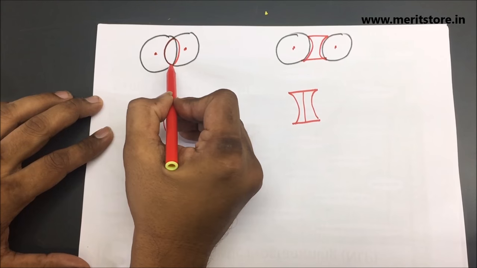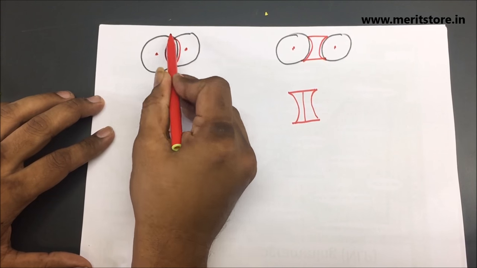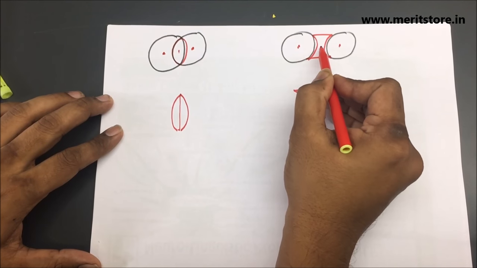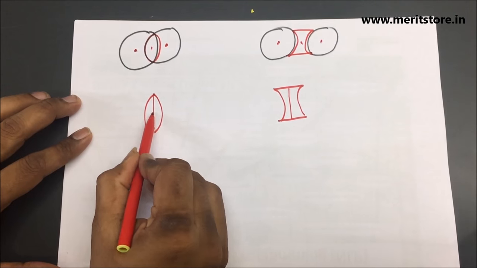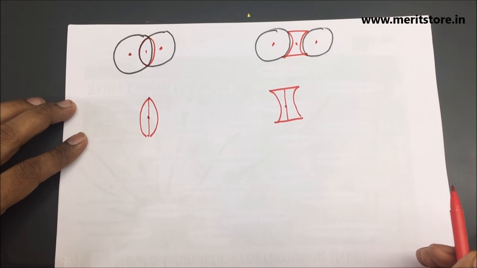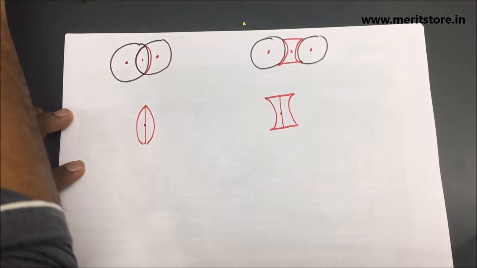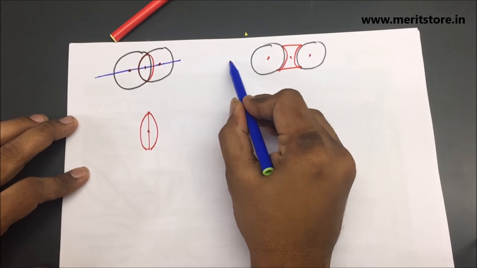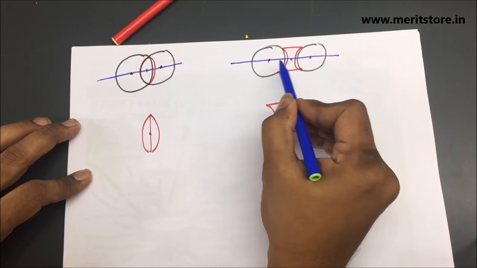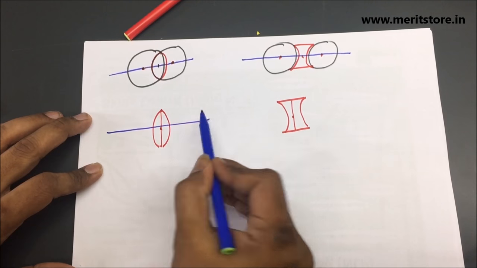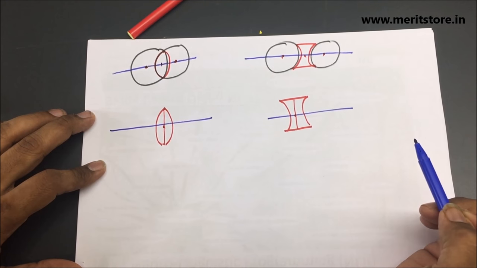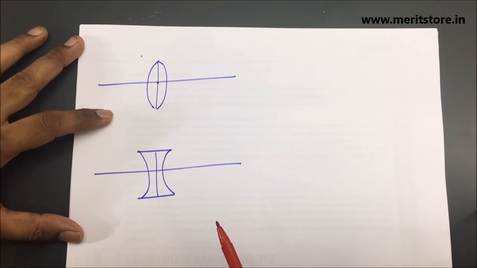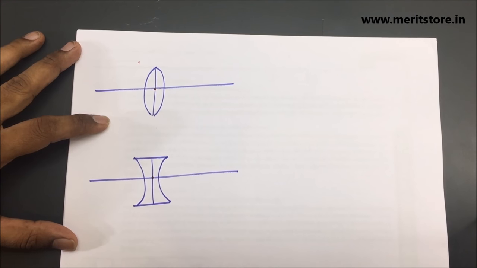Now, there is an exact center point for this lens. When I go from the y-axis and the x-axis, there's an exact center. There's an exact center here as well. That center is called the optical center. There is a line which will pass through the optical center and the center of curvature. That line is called the principal axis. Now, the convex lens, this is the optical center. The concave lens, this is the optical center.